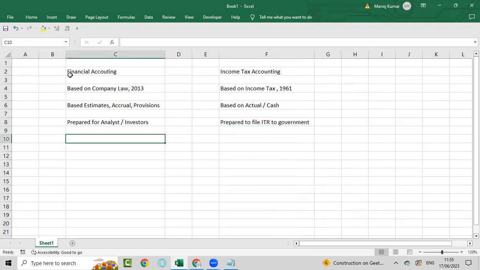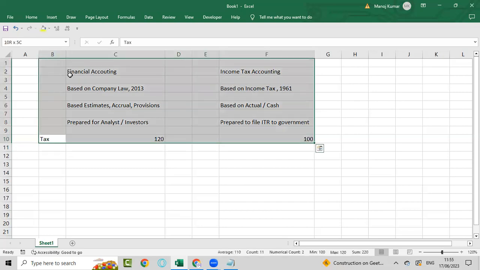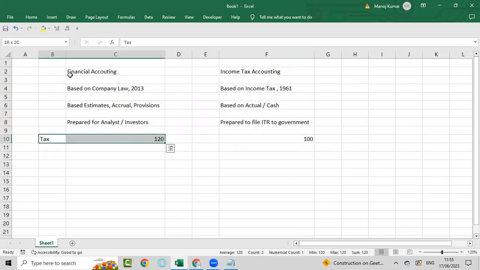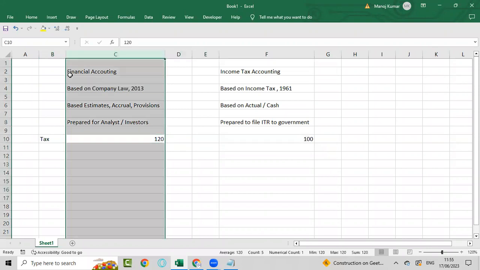Clear? Now let's suppose here your tax only, direct tax. Here it is shown as 120 and here we are showing 100. Because there are so many accounting that are involved above this item, right? So due to those different accounting treatment, we are having different taxes. 120 in financial accounting and 100 in income tax accounting. Clear? So you have to report this. This is what we will see.